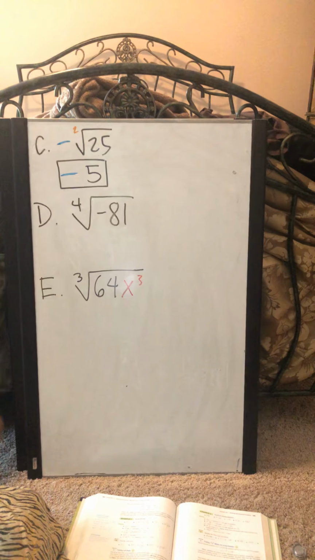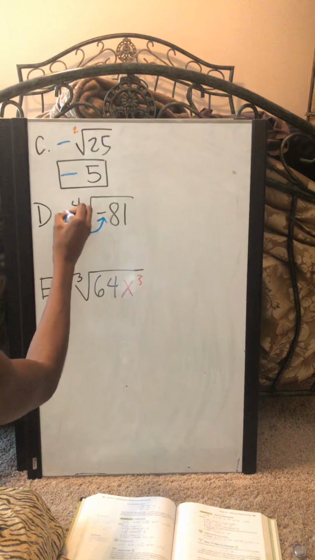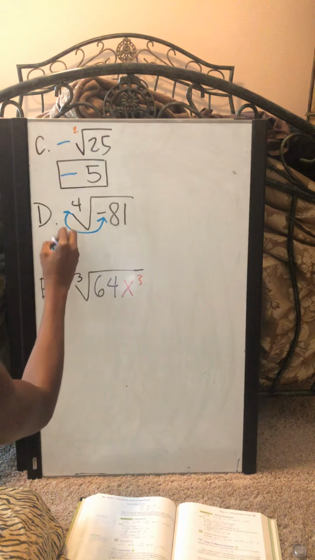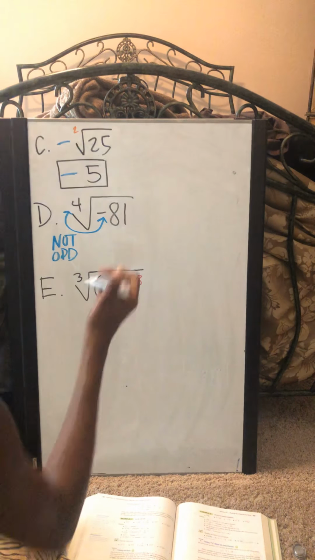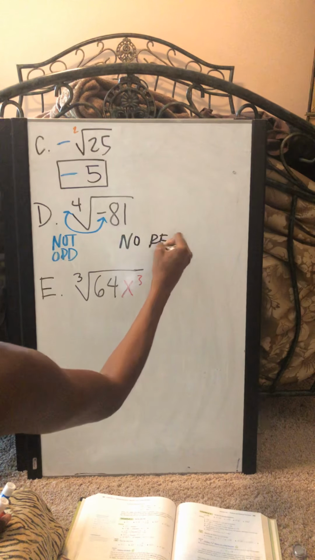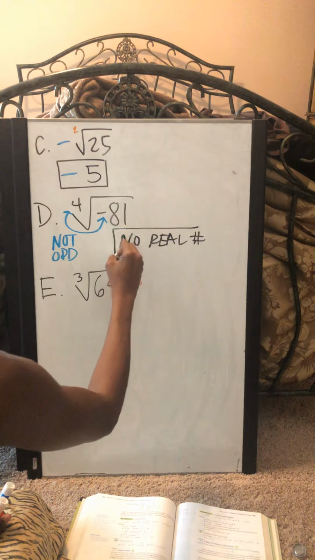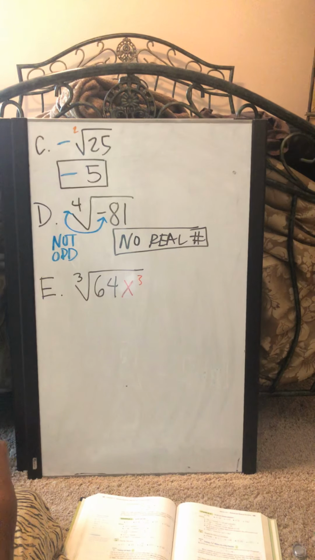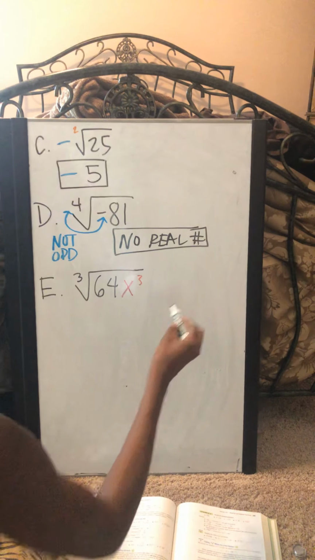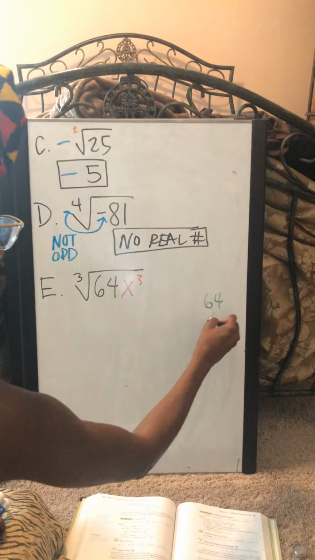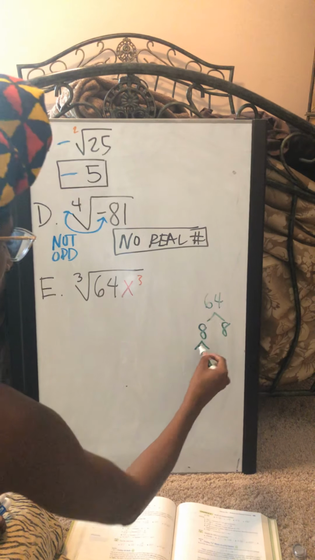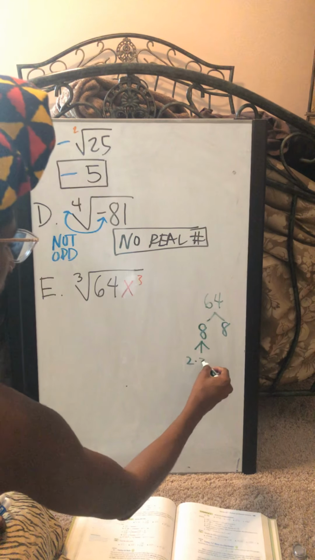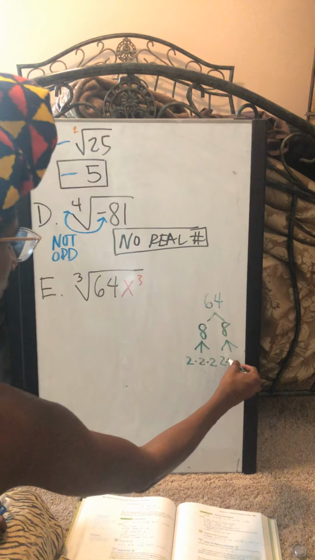For the next one, we have a negative on the inside, so we need to check if it's odd. It's not odd. That's an issue. So that means this is not a real number. No real number, okay? This one's imaginary. Right, for the next one, we have 64. We need to break that down. So we have 64. What times what gives you 64? 8 times 8, right? And then I can break 8 into 2 times 2 times 2.